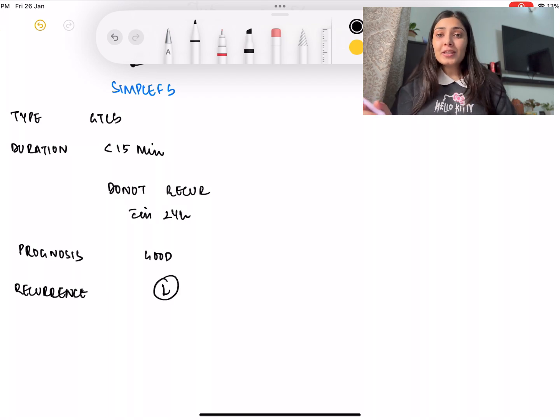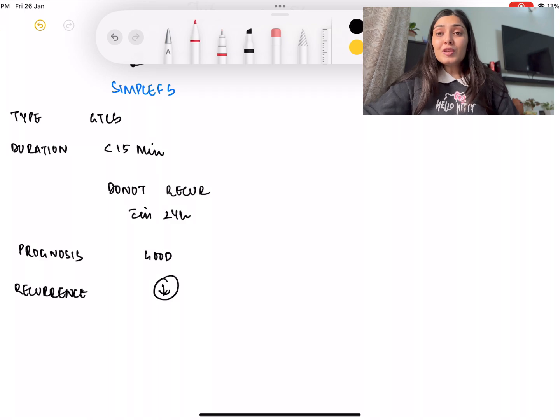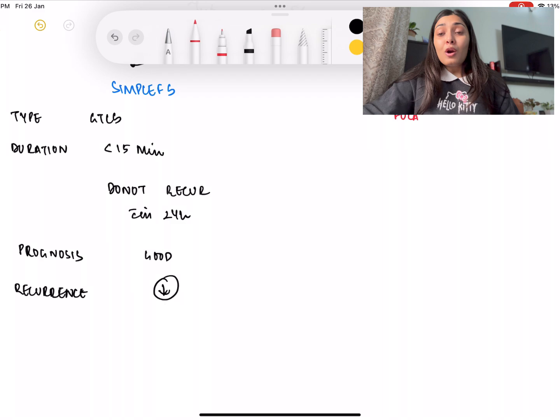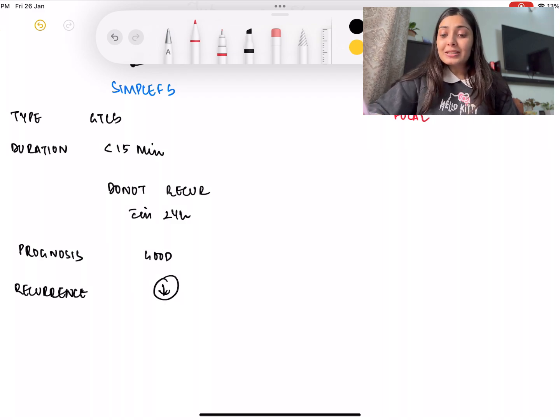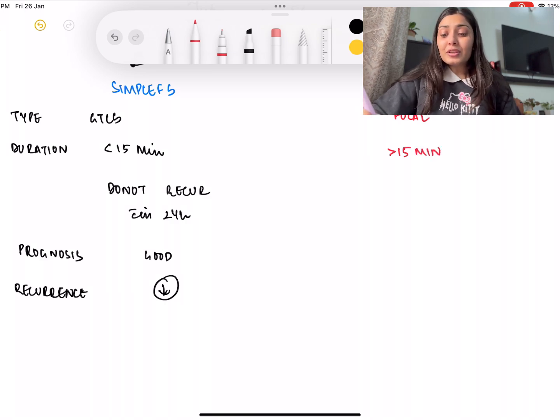On the other hand, if the seizure is focal, we label it as a complex seizure. Or if the duration of the seizure is more than 15 minutes, we label it as a complex febrile seizure. Or if the seizure recurs within 24 hours, we label it as a complex seizure. The prognosis here is going to be poor and the rate of recurrence is high.